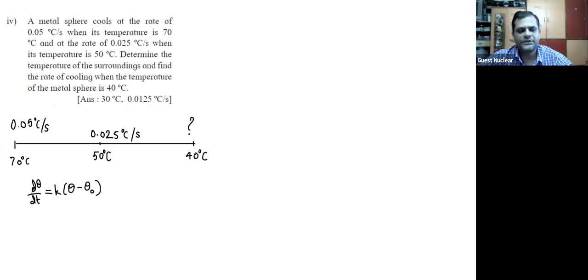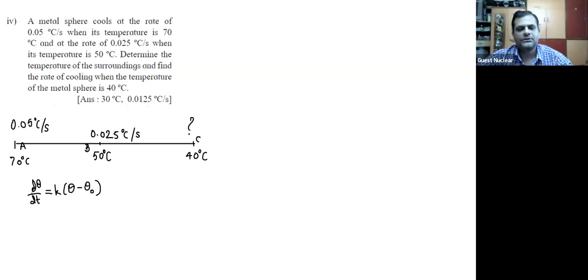And theta itself is going to be the temperature of body. But this is the equation for rate of Newton's law of cooling. Ye jo hai, Newton's law of cooling ka expression hai. Theek hai. Lekin humko yahan pe alag alag points pe use karna hai. Theek hai. Let us call this point as A. Okay. This point will be called as B. And here this will be denoted by C.